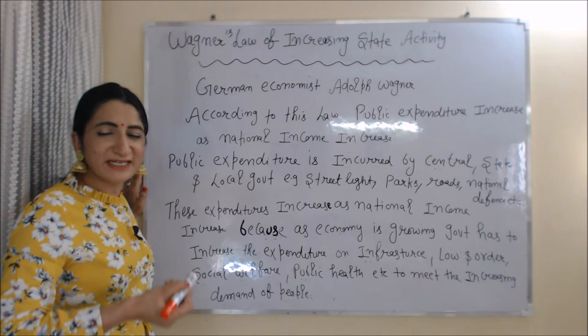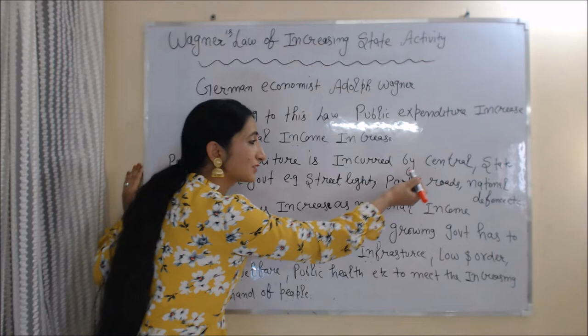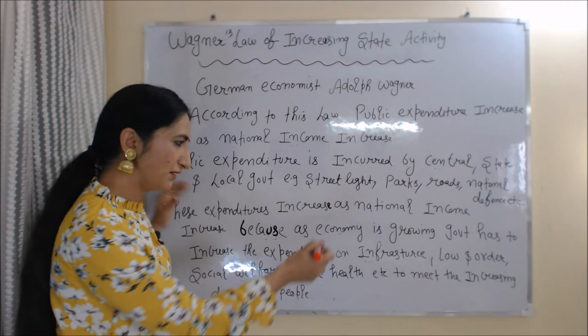As we all know, public expenditure is incurred by central, state and local government. For example, expenditure on street light, park, roads and national defense. According to this law, these expenditures increase as national income increases, because as the economy is growing, government has to increase the expenditure on infrastructure, law and order, social welfare, public health to meet the increasing demand of people.